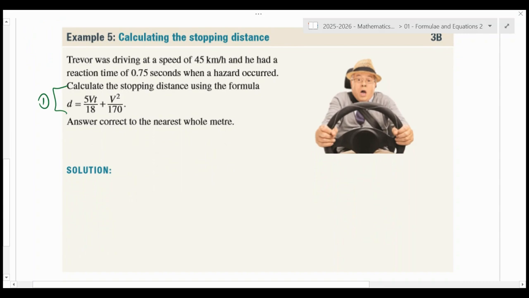The next thing we need to do is write down what we know. Distance is what we're trying to find, because it says calculate stopping distance, so I'm going to put a question mark there. They've given us our velocity, which is 45 kilometers per hour, and they've also given us the stopping time or the reaction time.